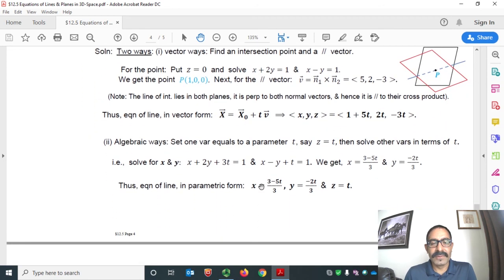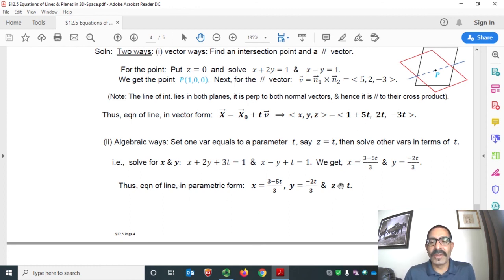Let's see here. So solve for x and y. We have x plus 2y plus 3t equals 1, and x minus y plus t equals 1. Then solve x and y in terms of t. We get x equals (3 minus 5t) over 3, and y equals minus 2t over 3. Hence, the equation of the line in parametric form is x equals (3 minus 5t) over 3, y equals minus 2t over 3, and z equals t. We found the equation of the line in parametric form.